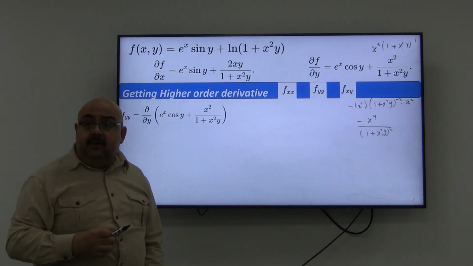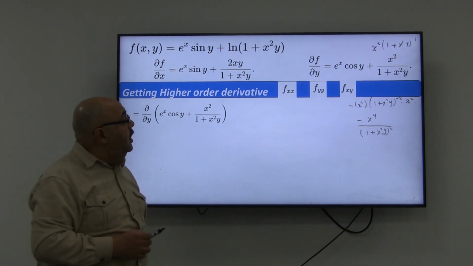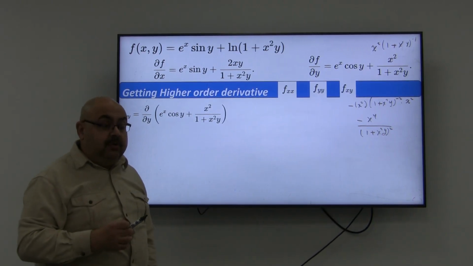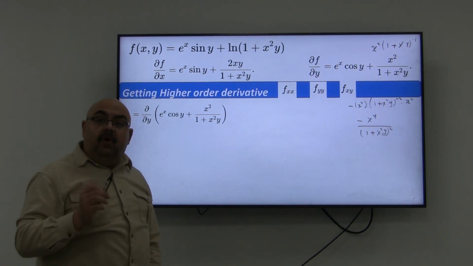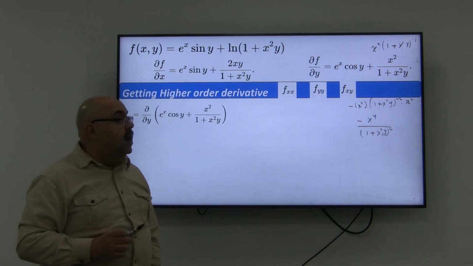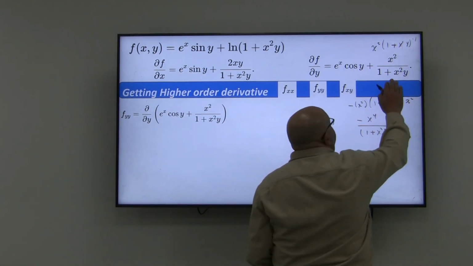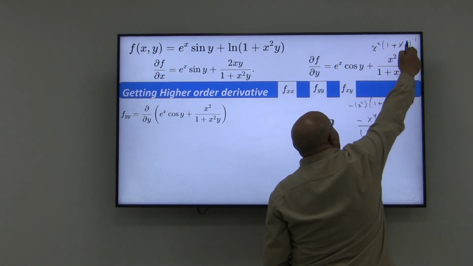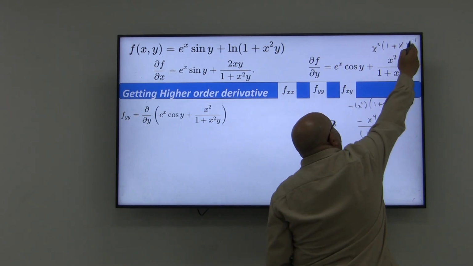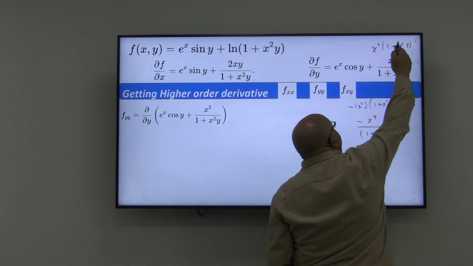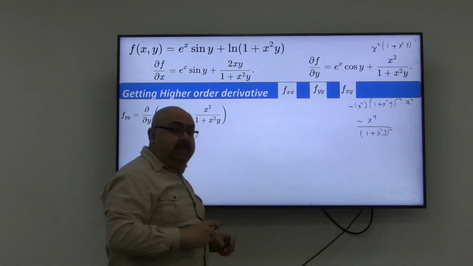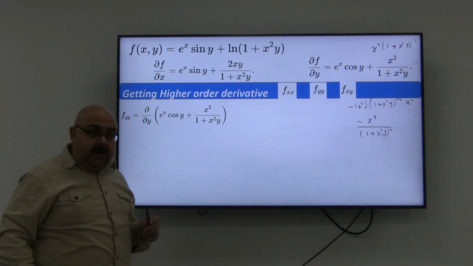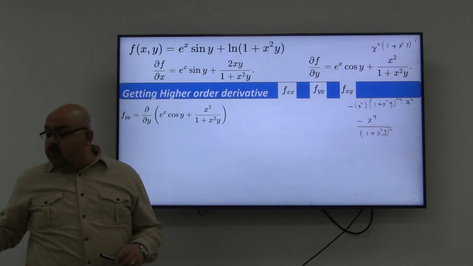Do you understand the way we differentiated the second part? Instead of using the quotient law for the derivative of two functions, I raised this denominator to the power of -1. Then I took the derivative: -1 times (1 plus x squared y) to the power of -2 times x squared. Are you with me? Instead of going through the derivative using the law.